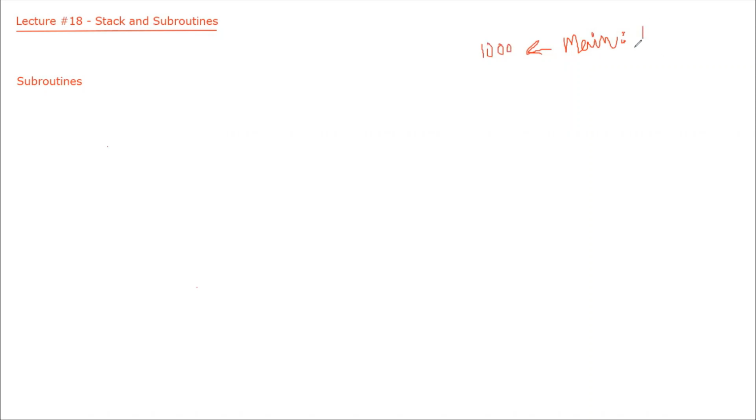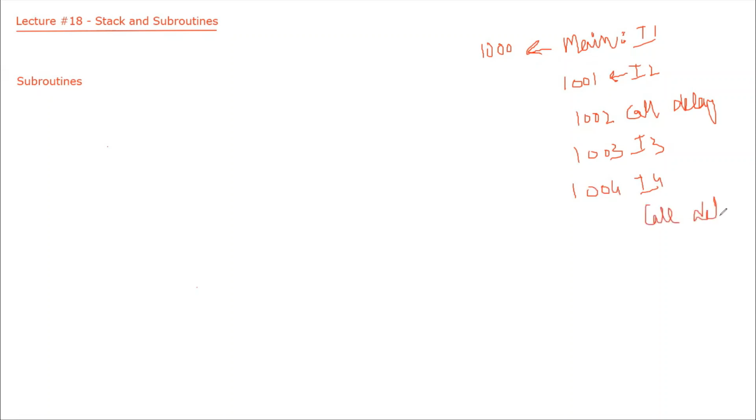So we have the first instruction I1. Then the next instruction I2 will be stored at 1001. Then we have call delay, which will be at 1002. Then we have instruction I3, which is 1003. Then instruction I4, which is 1004. Then again we have call delay, and this instruction will be at 1005. Then we have instruction I5.